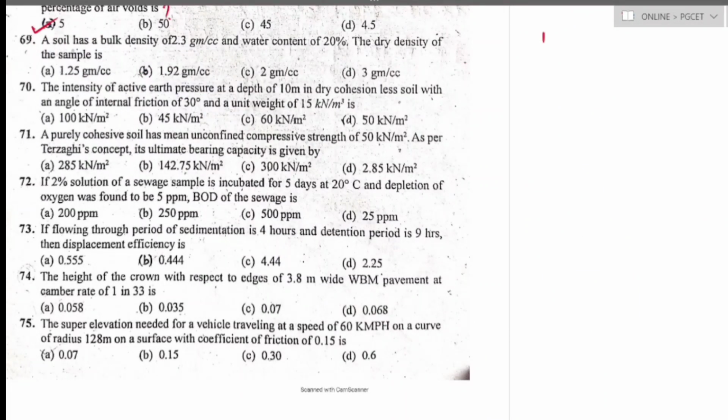Question number 69. A soil has a bulk density of 2.3 gram per cc and a water content of 20%. The dry density of the soil sample is. We have to find the dry density of the sample. Dry density is given by bulk density by 1 plus w.